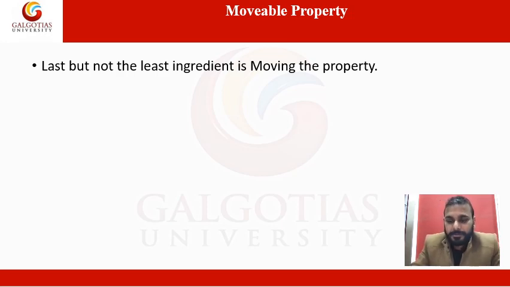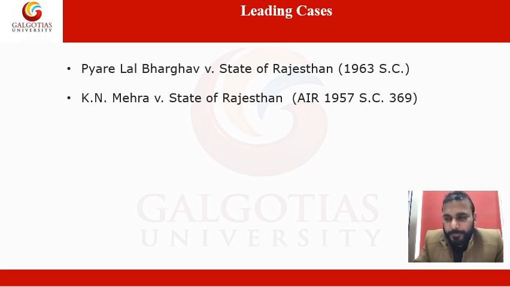Next thing is, now two leading cases are there. First one is Pyarelal Bhargava versus State of Rajasthan, and the second one is KN Mehra versus State of Rajasthan. Now the first case is dealing with a company. Actually, two companies are there. Suppose company A and B. Now a person is working under company A. Now that person has stolen the secret documents of the company and handed over that same document to the next company, the manager of that next company.